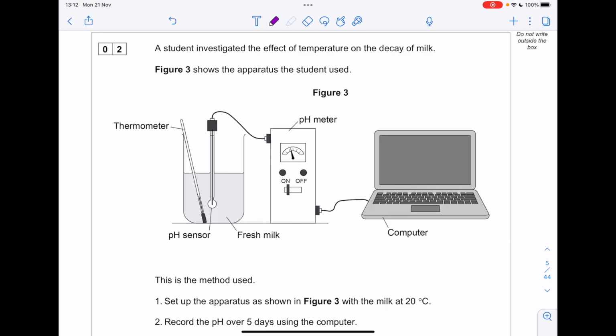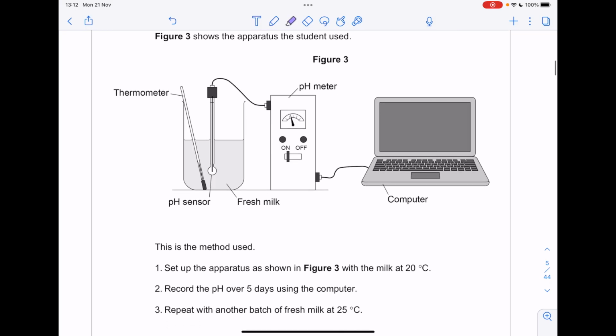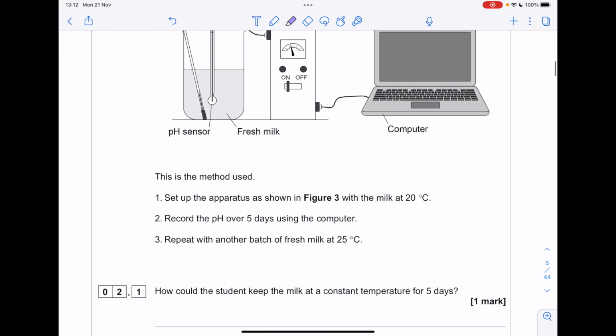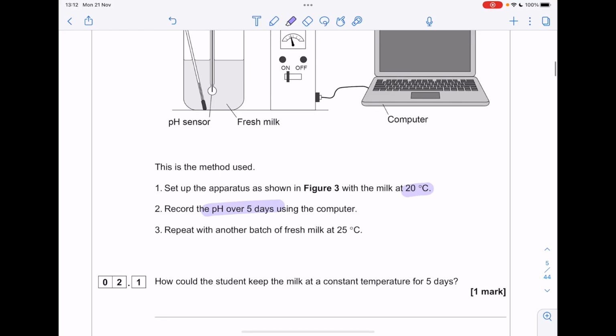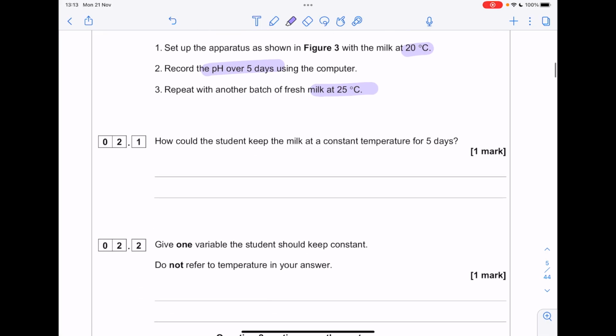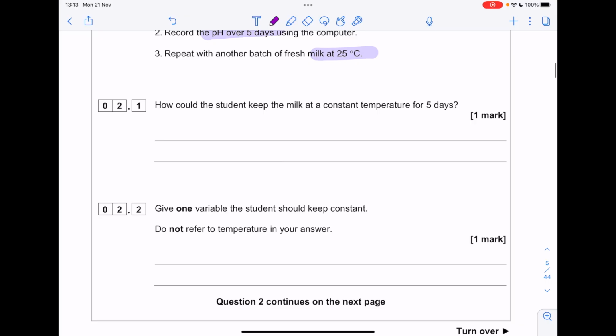A student investigated the effect of temperature on the decay of milk. Figure 3 shows the apparatus used. This is the method used. Set up the apparatus as shown in figure 3 with the milk at 20 degrees. Record the pH. Repeat with another batch of milk at 25. How could the student keep the milk at constant temperature for 5 days? Using a hot water bath.